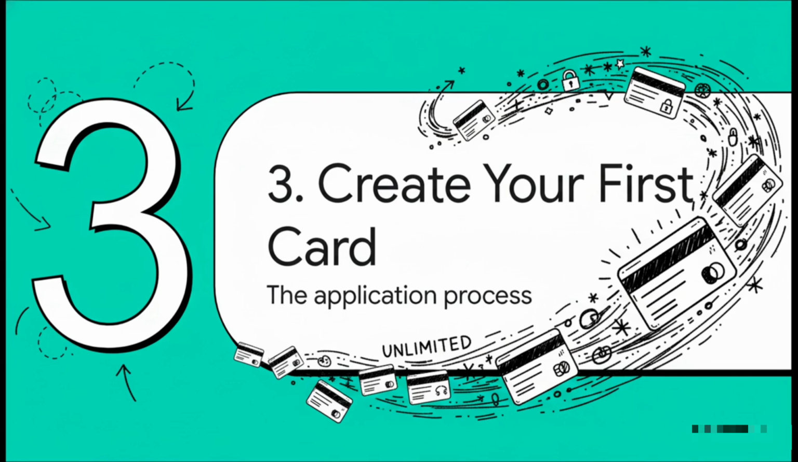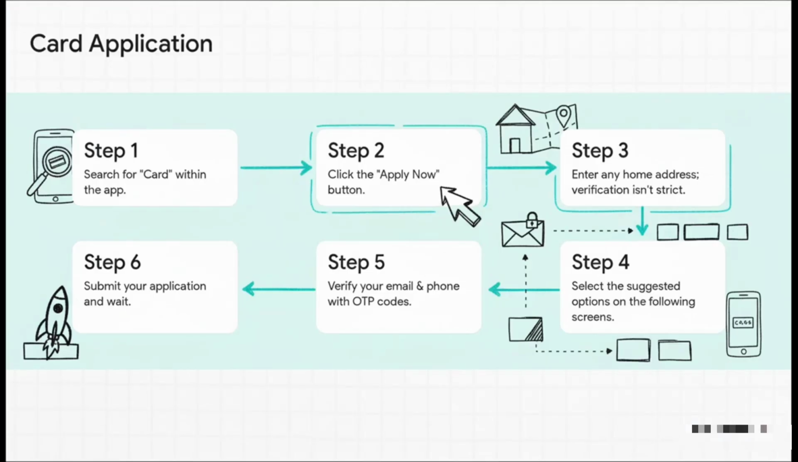And you'll be surprised at how easy this is. The application is dead simple. Just search for card inside the app and you'll see an Apply Now button. Here's a little tip. The address verification is not strict at all, so don't sweat it. Just pick the suggested options, do a quick verification with a code to your email and phone, and that's it.